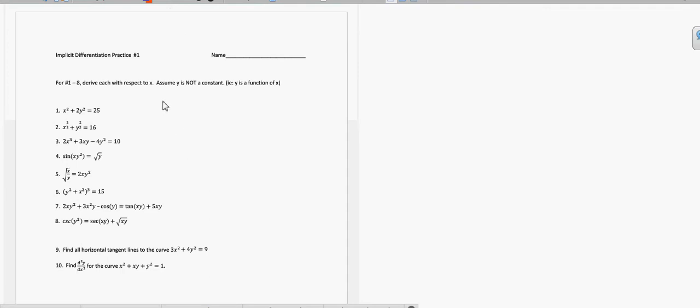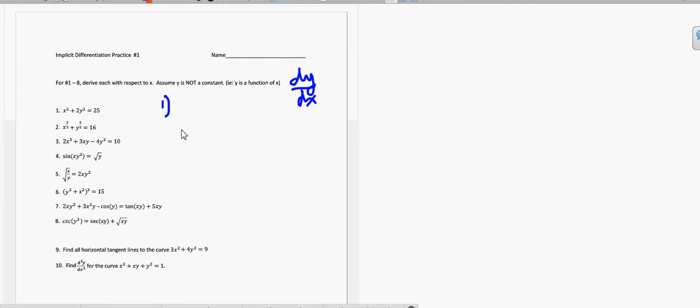Okay. Number 1 says x squared plus 2y squared is 25, and we want to derive with respect to x. y is not a constant. We really want dy/dx. That's what we're looking for here. And anytime you derive y, you end up with the chain rule happening and getting dy/dx.